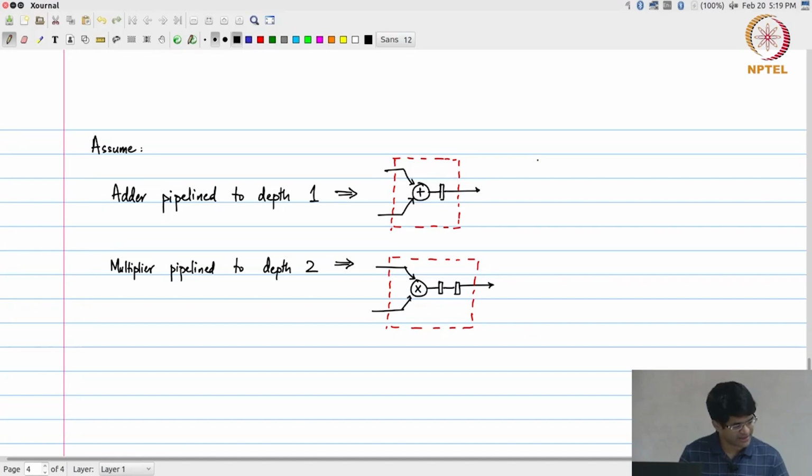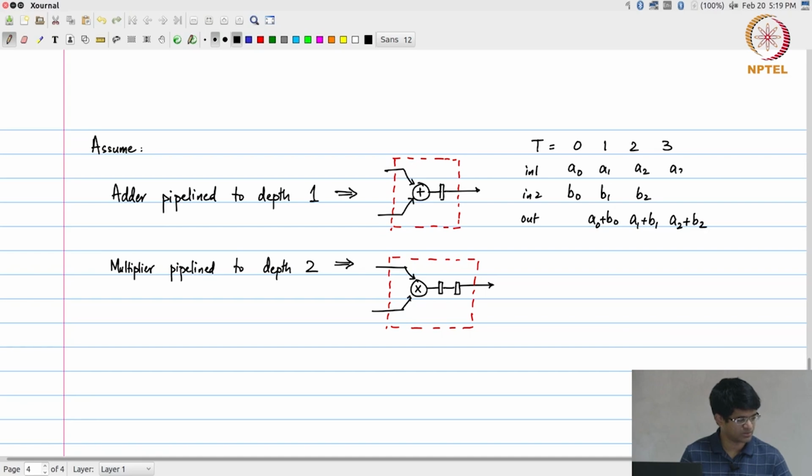So, one way of writing this is, for the adder, if this is my timeline and I give in 1, in 2 and I look at out, if this was A0, B0, I will get A0 plus B0 at time 1. Meanwhile, I can give A1, B1 and I will get A1 plus B1 at time 2. I give A2, B2, I will get A2 plus B2 at time 3 and so on.